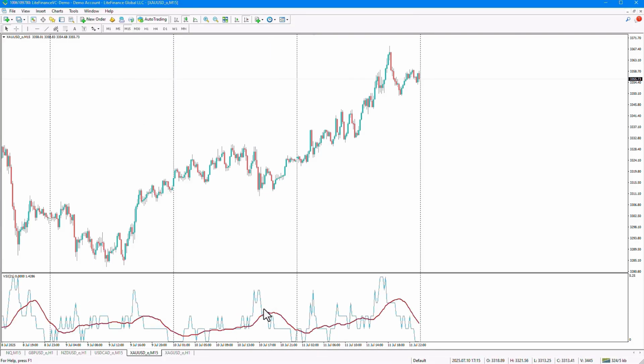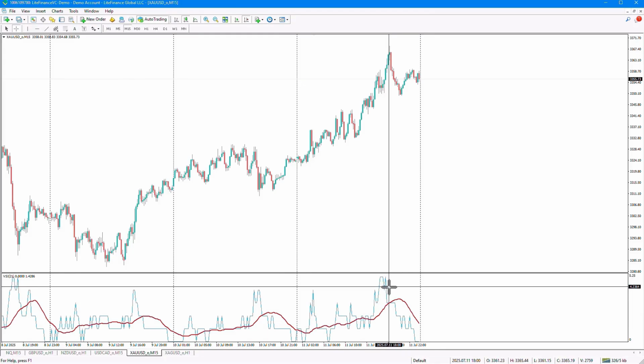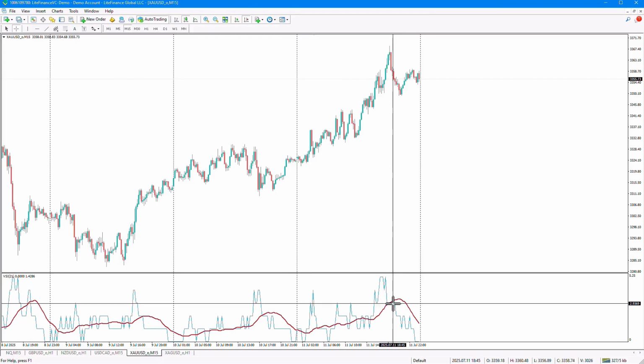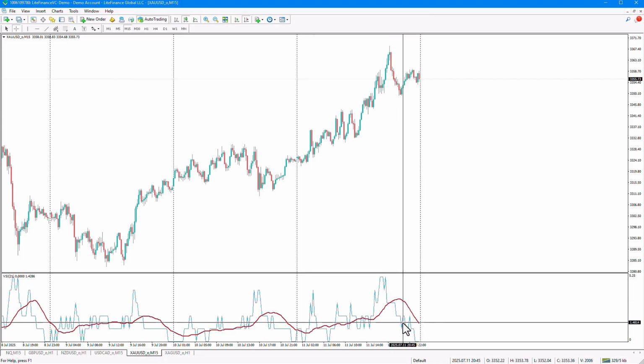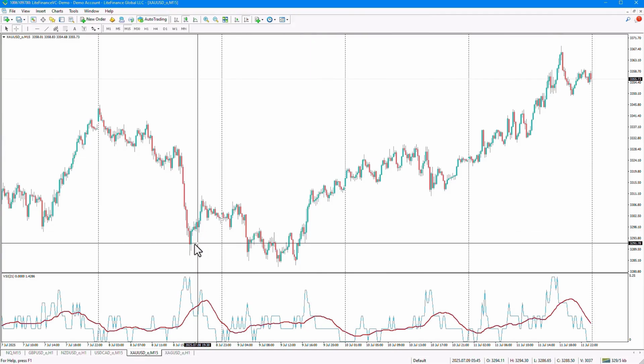When the oscillator line is below the moving average line and enters the oversold zone, it serves as a buy signal, which means we could have entered a buy trade in the market at this point. And in this section as well, if the oscillator line exits the overbought zone and moves below the moving average line, it is considered a sell signal, and we can enter a sell trade here, where we can observe the downward price movement.